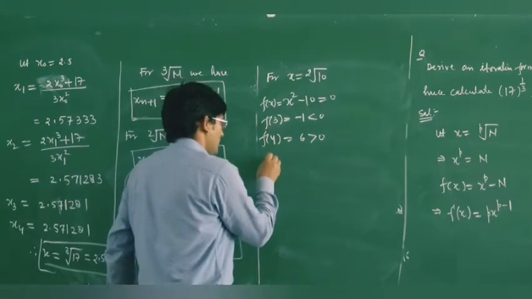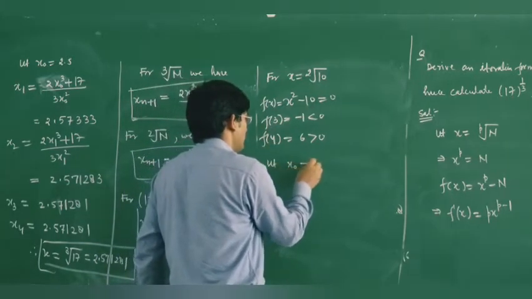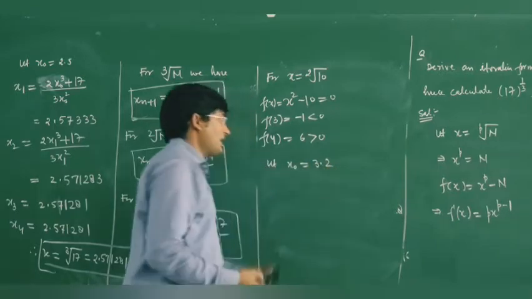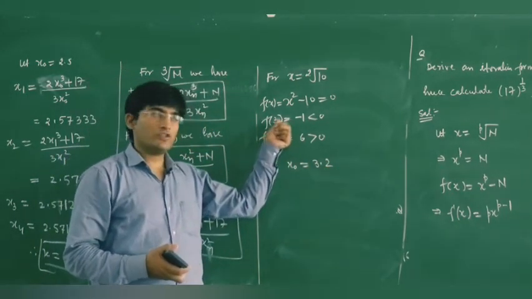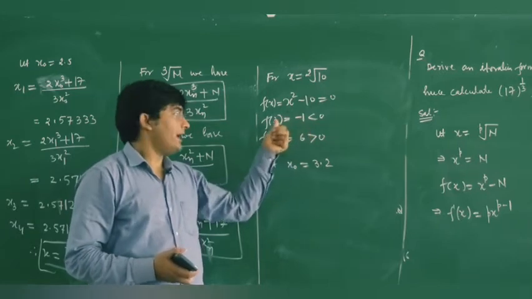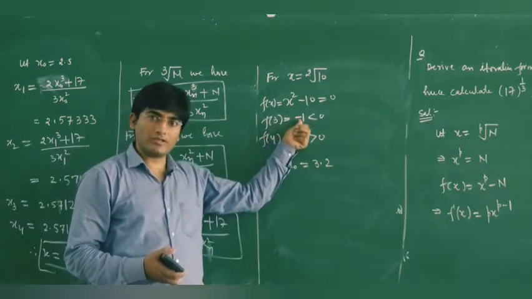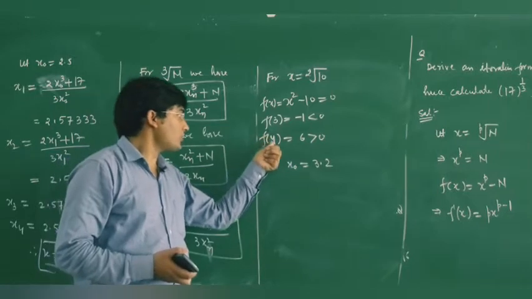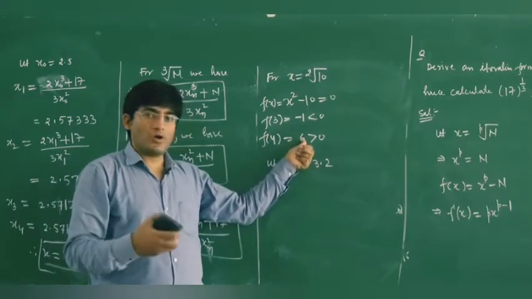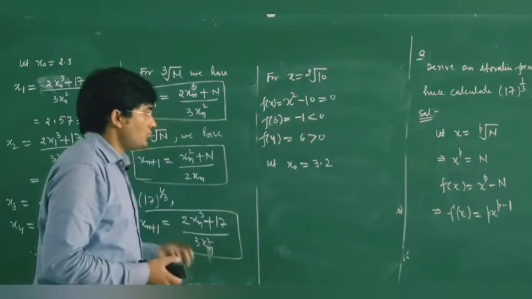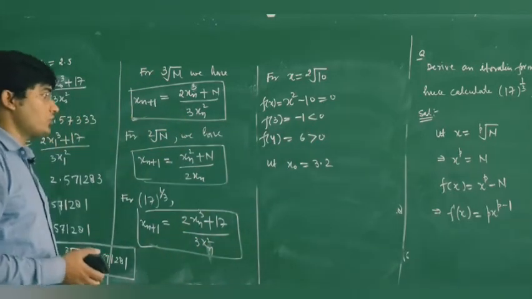So let our x naught be equal to 3.2. I am assuming 3.2 because at x equal to 3, the value is near to 0. At x equal to 3, we have the value of the function as minus 1. At x equal to 4, we have the value of the function 6, which is far from this minus 1. So let us assume x naught equal to 3.2.